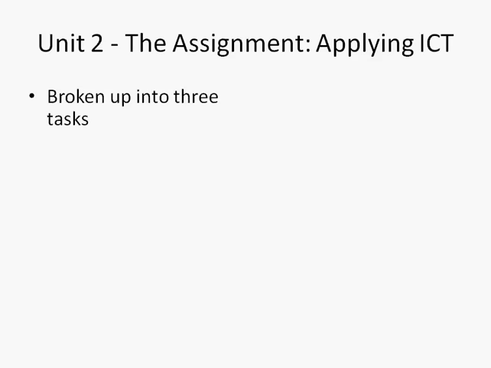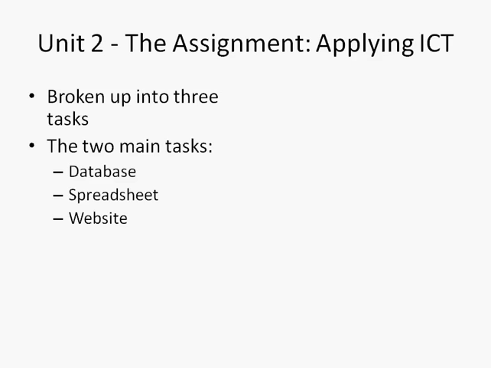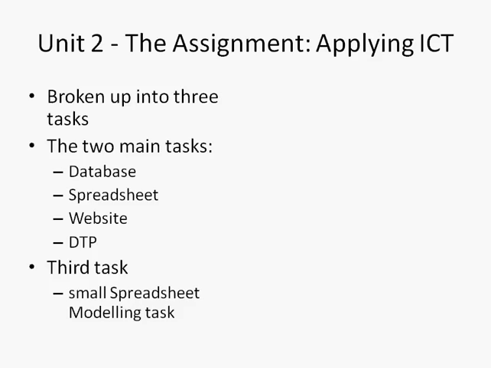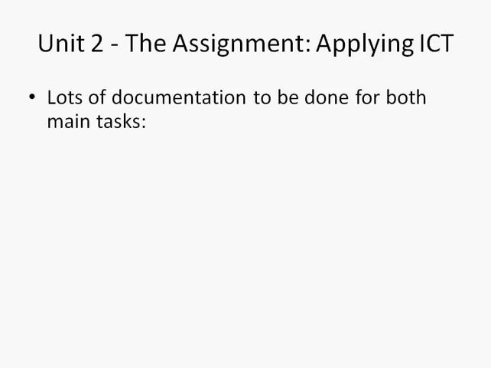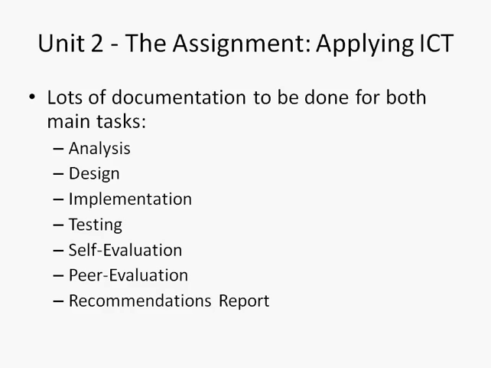Unit 2 is broken up into three tasks. There are two main tasks which normally might include work on a database or a spreadsheet or a website or maybe some desktop publishing work, but not always those four things, but usually. And then there's a third smaller task on spreadsheets towards the end. There's lots of documentation to be done for both the main tasks. This includes analysis, design, implementation screenshots, testing, self-evaluation, peer evaluation, a recommendations report.